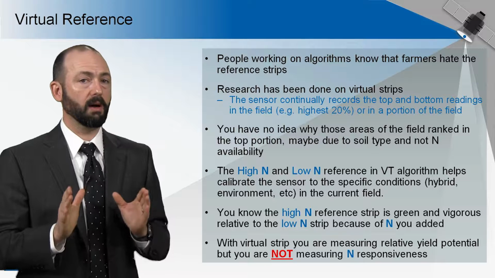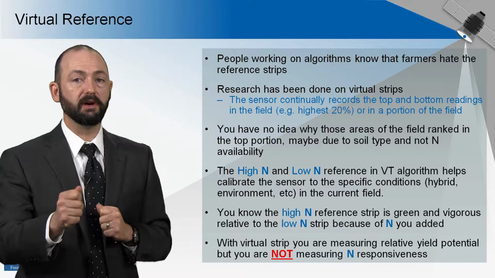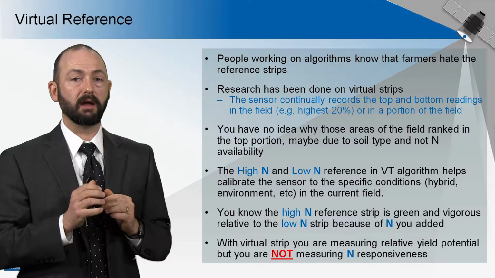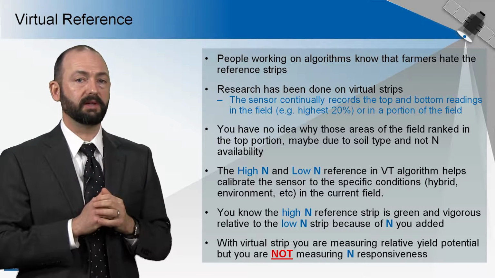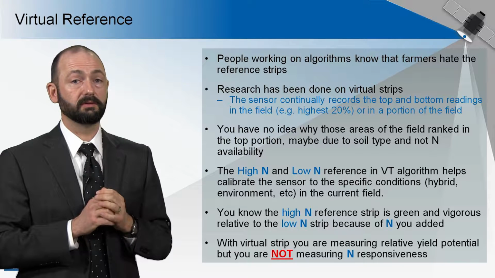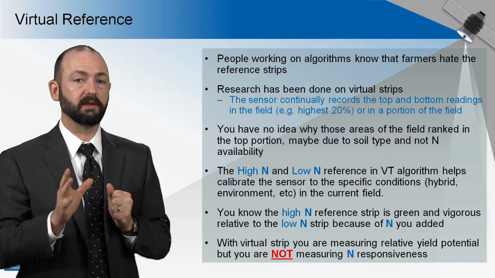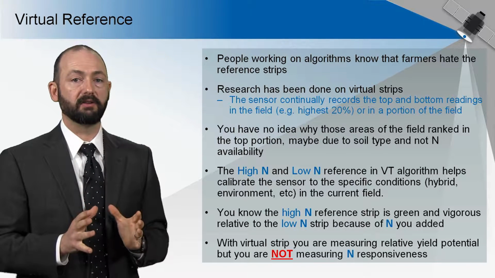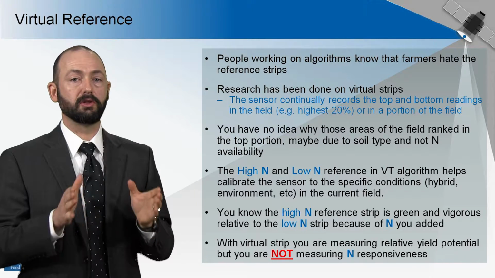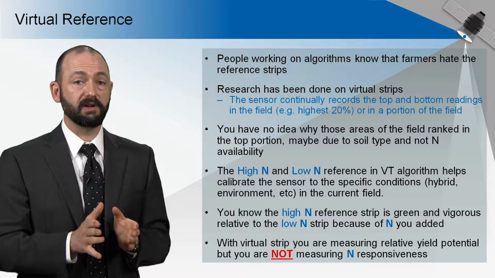But here's my problem with virtual reference strips. You have no idea why those areas of the field are ranked in the top and the bottom. Maybe it's soil type, but maybe it's not nitrogen availability. Maybe there's a pH issue or a phosphorus issue. So you're not getting nitrogen responsiveness. A high N and a low N reference area, like we showed in the Virginia Tech algorithm, helps to calibrate the sensor to those specific conditions in the hybrid, the planting date, in that current field.